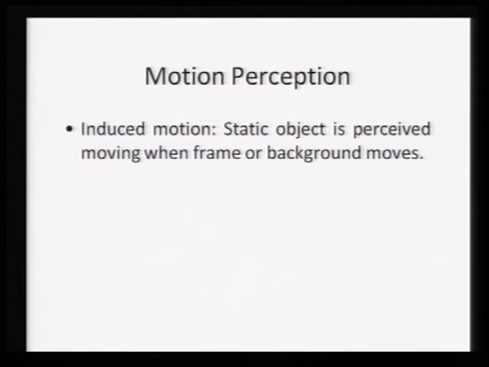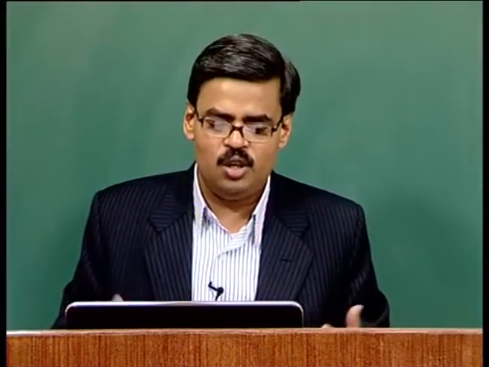And we now come to the third concept in motion perception, that is the concept of induced motion. In the case of induced motion, static objects are perceived as moving when the frame or the background moves. What is very interesting here is that if I am the object and you put a frame around me and move the frame, I am not moving, I am static, but because the frame moves, you feel as if I am making a move. Similarly, if my background moves, you feel as if I am moving. This is called induced motion.